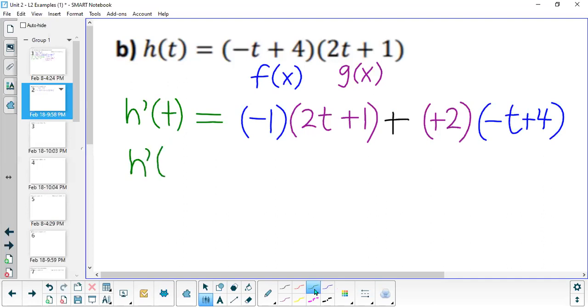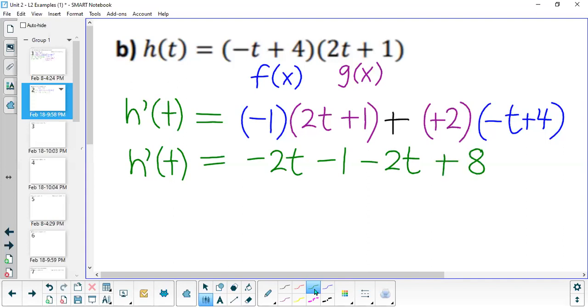H prime of t, again, because I'm really trying to emphasize proper notation. For the limits test, there were many examples where students were losing their notation and starting to write and not explaining mathematically. So I want to reinforce the importance of explaining everything you're doing mathematically. So when I apply the distributive property, correct me if you got something different, but this is what I am calculating.